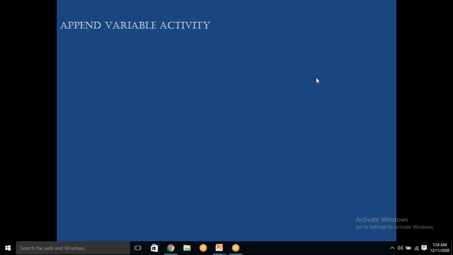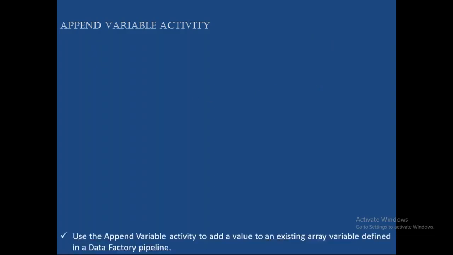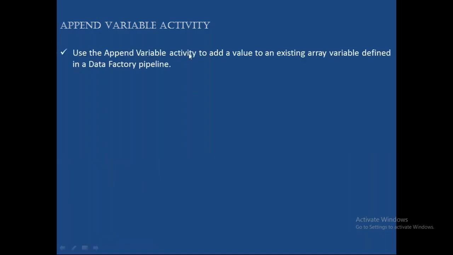Now just imagine you have an array. How many of you know what an array is? If you don't know, let me tell you. Append variable, basically, use the append variable activity to add a value to an existing array variable defined in a data factory pipeline. So in a data factory pipeline, we create the variable, and to that variable you keep on adding new values.